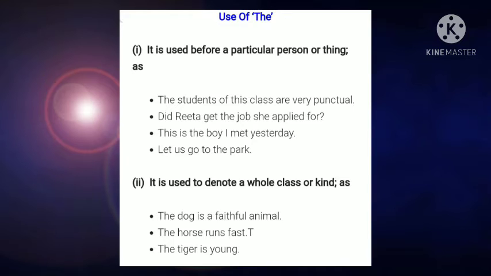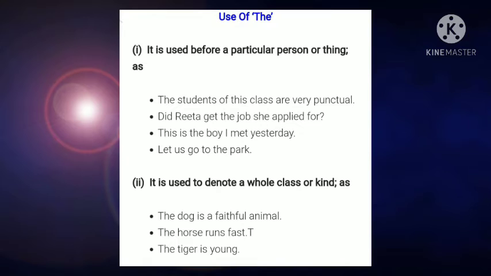The second condition is that it is used to denote a whole class or kind. If we want to denote an animal or a particular group of people, we use the article the. For example, the dog is a faithful animal. The tiger is young. There are many tigers, but in the sentence we say only the tiger.